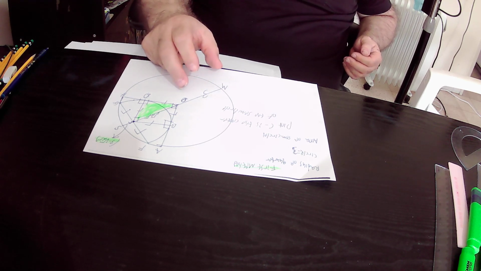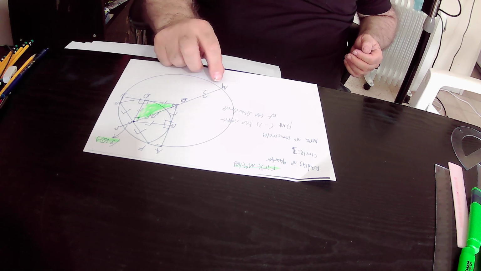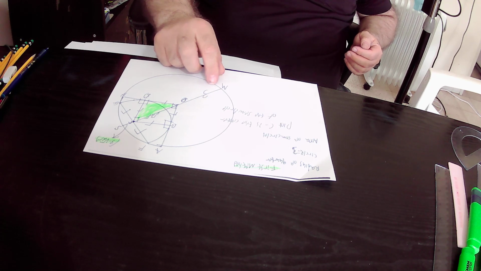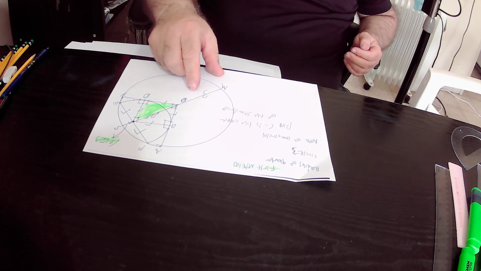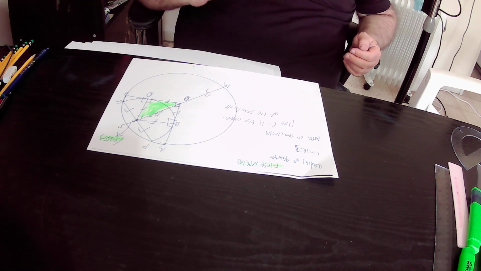What is the value of MO? MO is the radius of the circle because it starts from the center and ends at point M, that is the point of the circle itself. Therefore, MO is the radius of this circle that is equal to 3 units, according to what is given in the question.